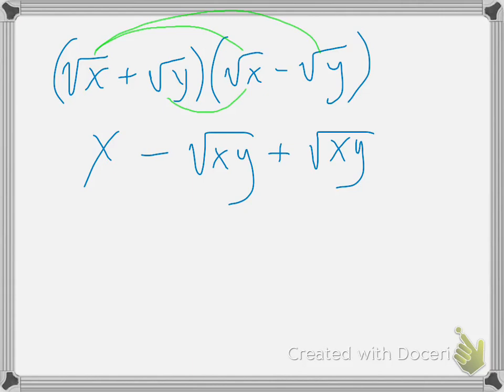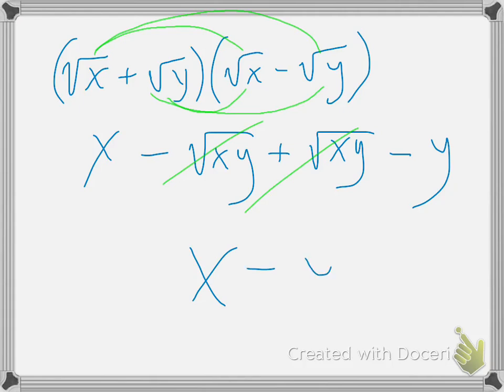And the last, square root of y times minus the square root of y is going to be minus y, or the square root of y squared. Cool. And oh my gosh, look at that. This guy and this guy cancel out. So what you're left with is x minus y. Cool. All right, let's do one more for the road, and then we'll call it a lesson.